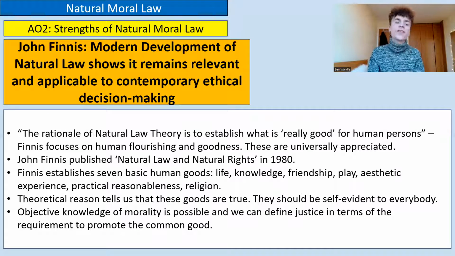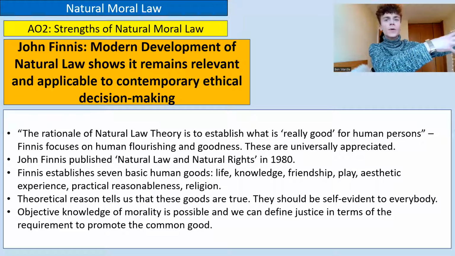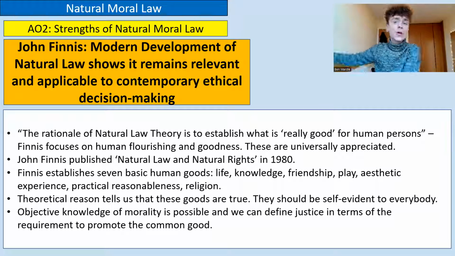Okay, another strength then, obviously John Finnis, who we just spoke about. His modern development shows it remains relevant and applicable to contemporary ethical decision making. So we can say, or he would say, sorry, the rationale of natural moral law is to establish what is really good for human persons. He focuses on human flourishing and goodness. These are universally appreciated. Our key founding father of ancient philosophy, Aristotle, introduced us to that idea of eudaimonia. It is something people still believe in today.